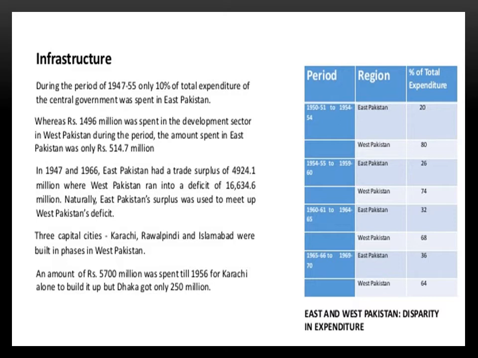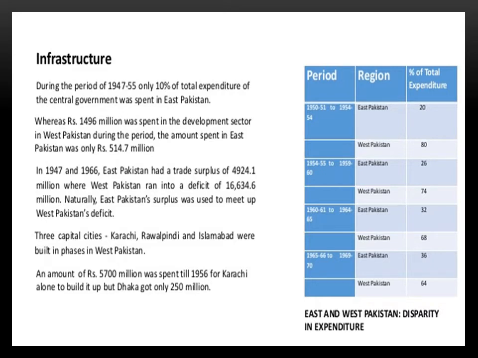In 1947 and 66, East Pakistan had a trade surplus of 4,924 million. Like you can see, it was a trade surplus, the extra revenue, extra profit to the East Pakistan, whereas West Pakistan ran into a deficit. Deficit means a negative balance of payment, and that was about 16,634 million. So naturally, East Pakistan surplus or profit was used to meet up the West Pakistan's deficit.